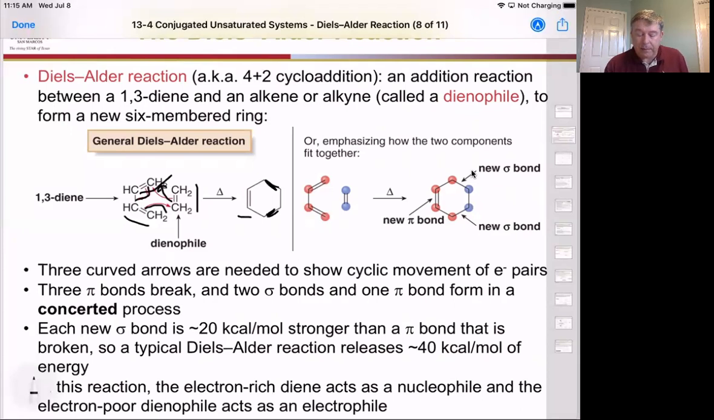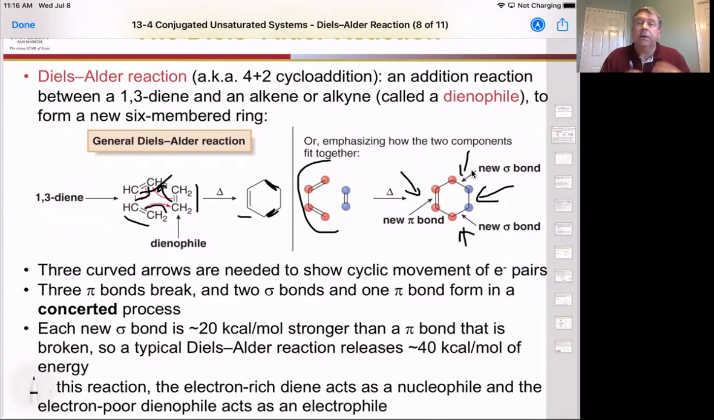So if we follow the atoms together, looking at it in this direction here, we always have the double bond formed on the diene portion of the reagent. And then there can be a double bond here if you're starting with a triple bond. But we form 2 new sigma bonds at the ends of the dienophile. Okay? So the 3 curved arrows indicate that it happens all in one cyclic movement of all the pairs. We break 3 pi bonds forming 2 sigma bonds and 1 pi bond in what we call a concerted process. It happens all at the same time.